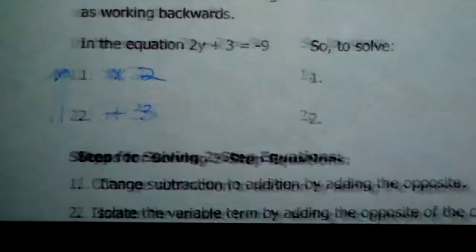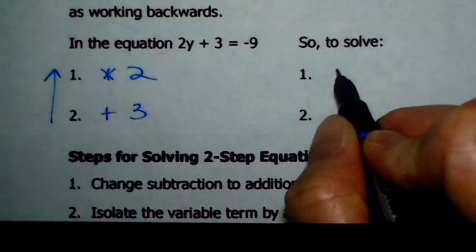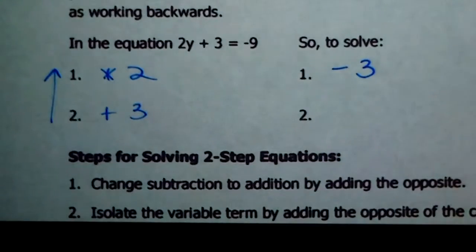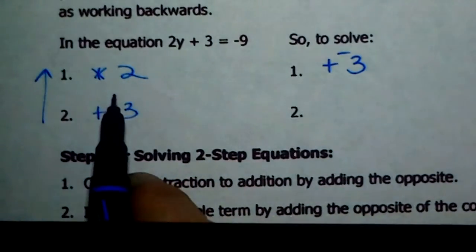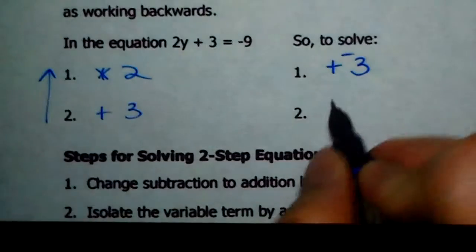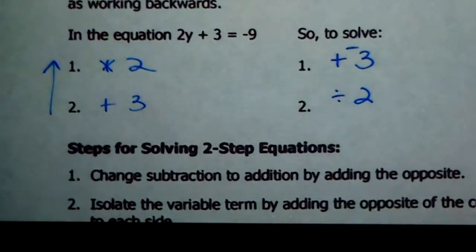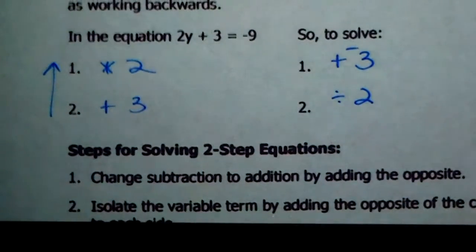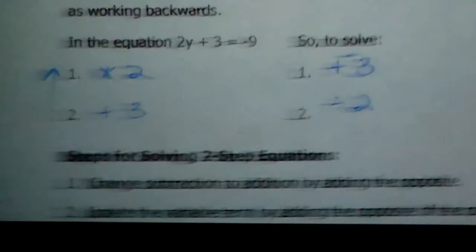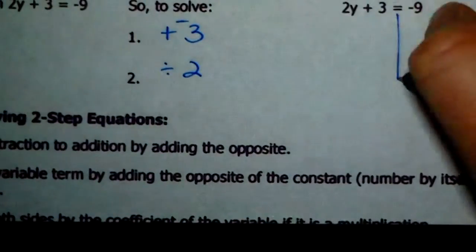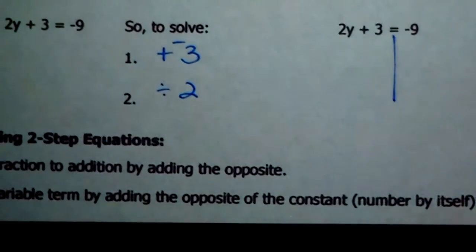And to undo adding 3, yep, you guessed it, to solve it, you would subtract 3. And remember that subtracting 3 is the same as adding a -3. Keep change it. And in order to undo this multiplying by 2, we learn that you divide by 2. So basically you're undoing what's happening to the variable in reverse order. What it looks like, stepwise, you still draw your line down from the equal sign, so you remember to do whatever you do to one side, you do to the other.